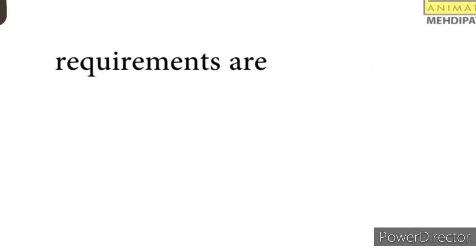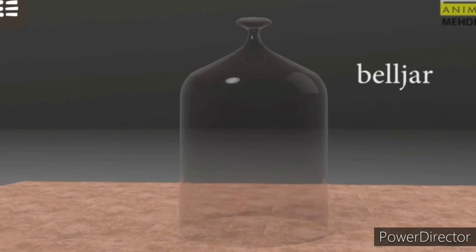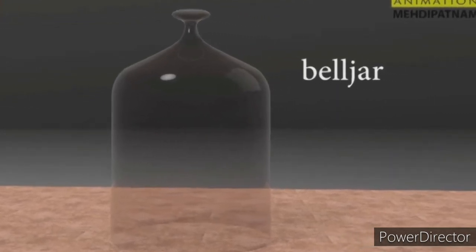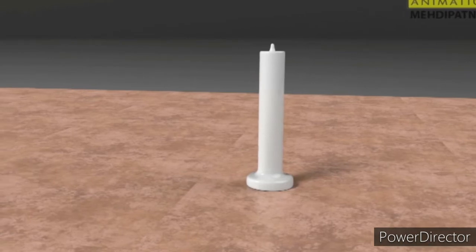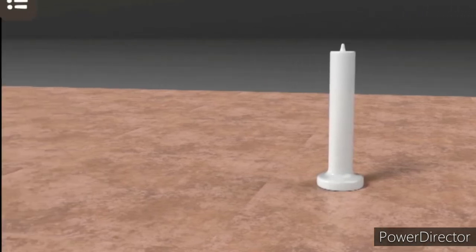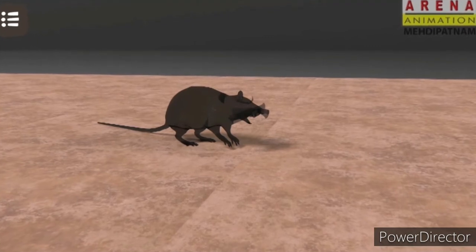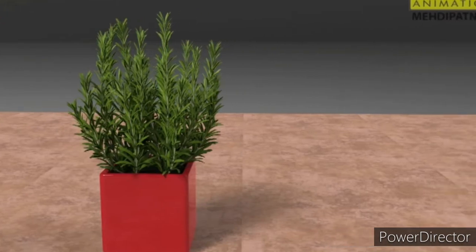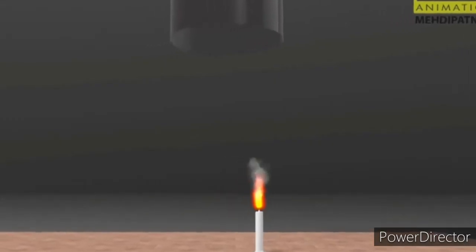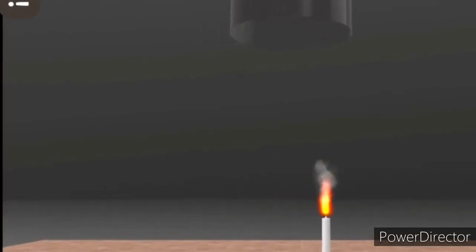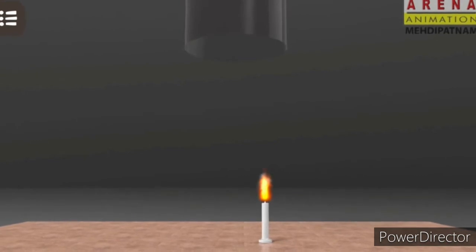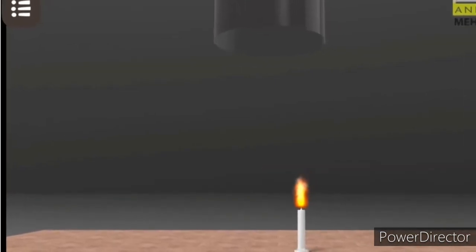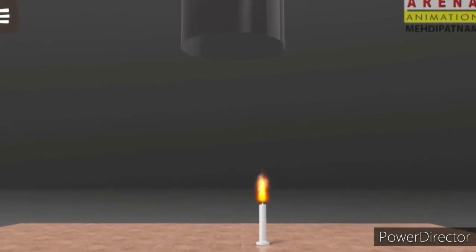He is the person who discovered the gas oxygen. He conducted the bell jar experiment, and for that he used a bell jar, a candle, a mouse, and a mint plant. First of all, he lighted the candle, and he closed the burning candle in the bell jar.